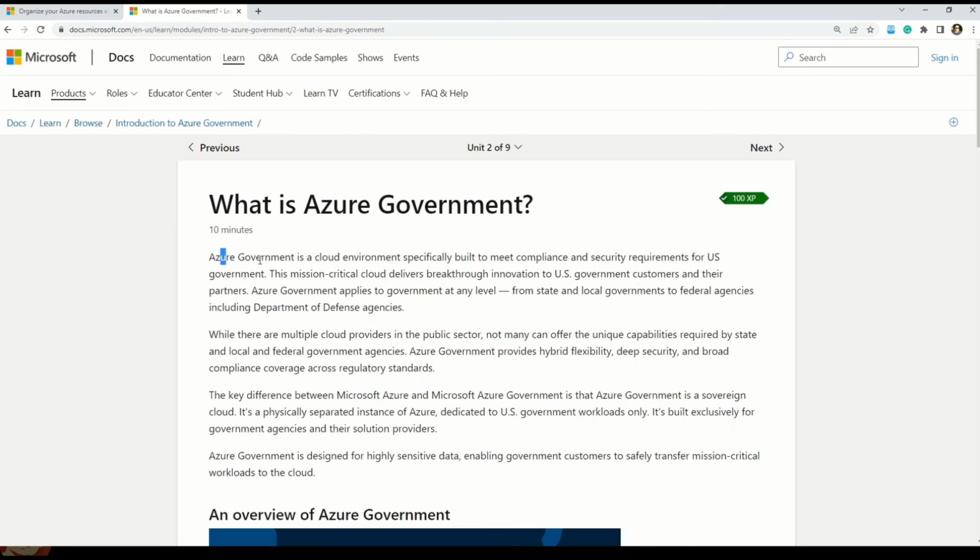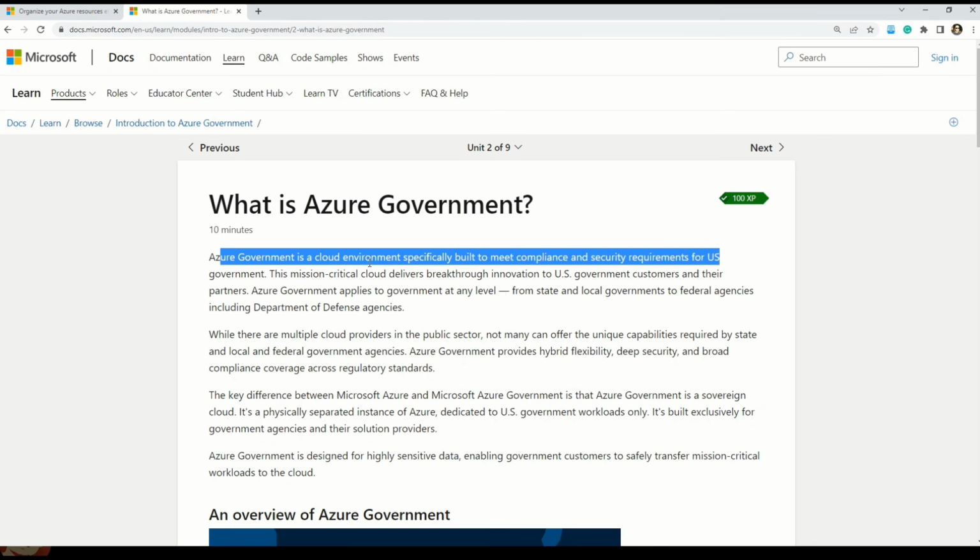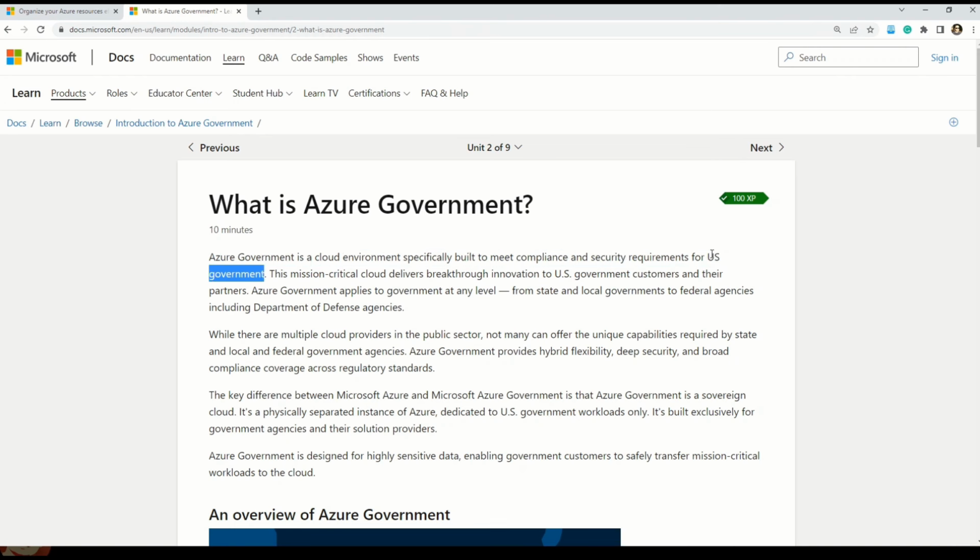And here you can read that Azure Government is a cloud environment specifically built to meet the compliance and security requirements of US government. Please note it's mentioned US government. Further, the documentation says that this mission critical cloud delivers breakthrough innovation to US government customers and their partners. Azure Government applies to the government at any level, from state to local government to federal agencies, including Department of Defense agencies. You can read a lot more on Azure Government on this documentation.